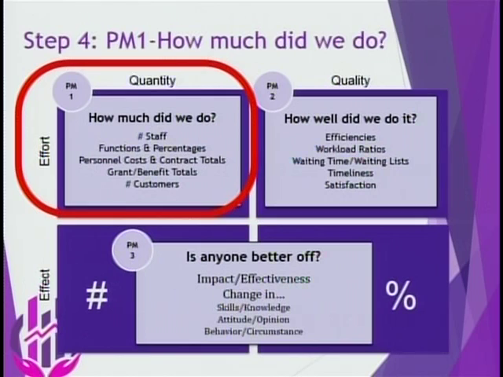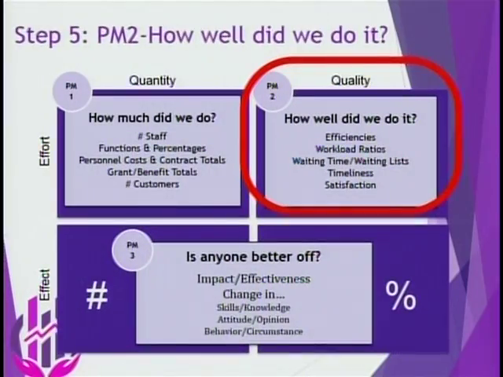So now that you've developed your program purpose and your outcome measures, now you move to step 4. And this is where it gets a little bit easier. For step 4, you're going to be gathering your quantity measures and asking, how much did we do? So a lot of this is numbers and data that we generally already have. So things such as your number of staff, functions and percentages, your personnel costs, contracts, grants, number of customers, and this helps to provide more context to your program.